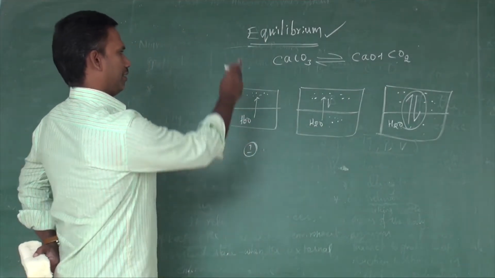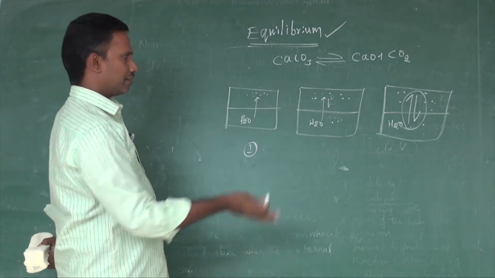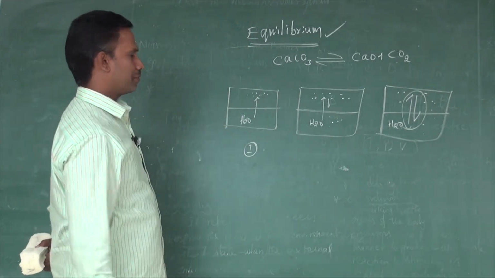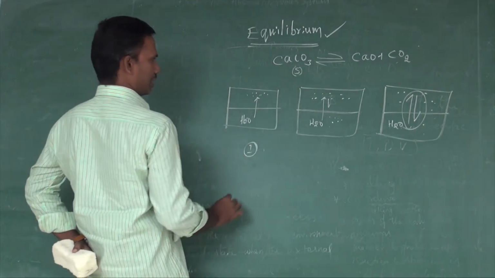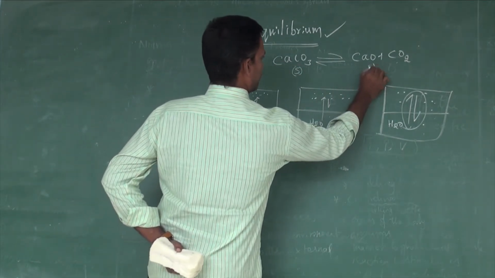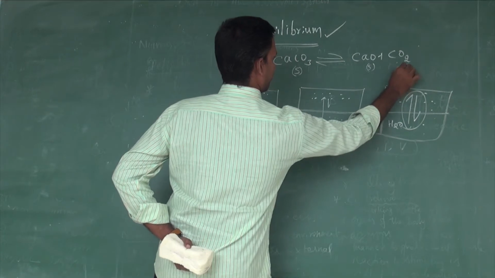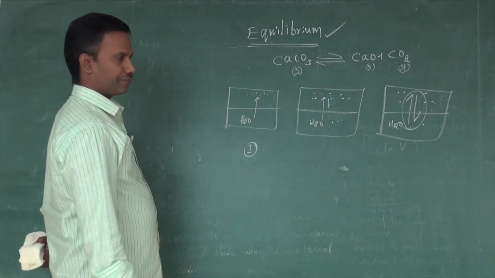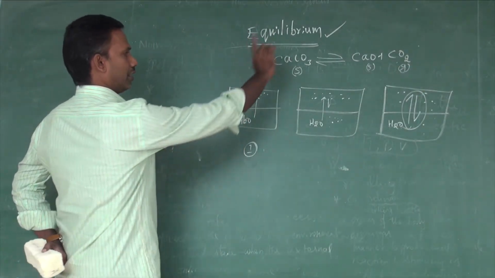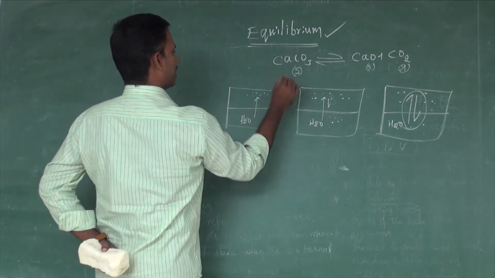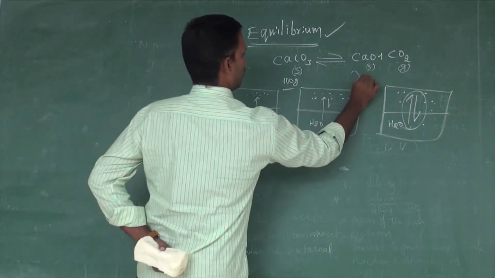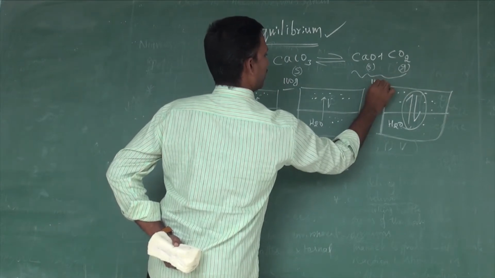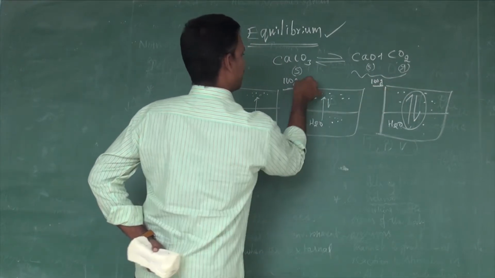It is an equilibrium process. Equilibrium means there should be a reversible process. Here the solid calcium carbonate dissociates into solid calcium oxide and gaseous carbon dioxide. During the equilibrium process, if we consider 100 gram is taken, the total mass of the product also should be 100 gram. This is the essential condition.